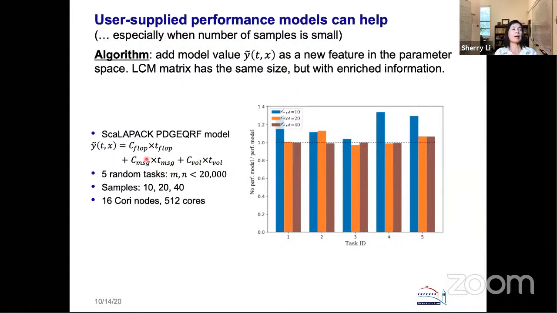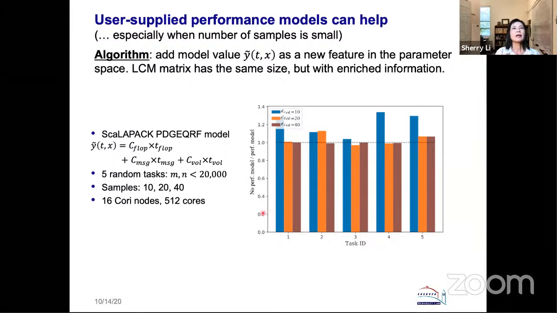In fact, a lot of applications. So it's the count of the flops and the time per flop, the count of messages and the time per message, the volume, how many bytes you transfer, then the time per byte you transfer. In this example, we do 5 random tasks. So you want to do the QR of m by n, which is smaller than 20,000. You choose 5 of them.